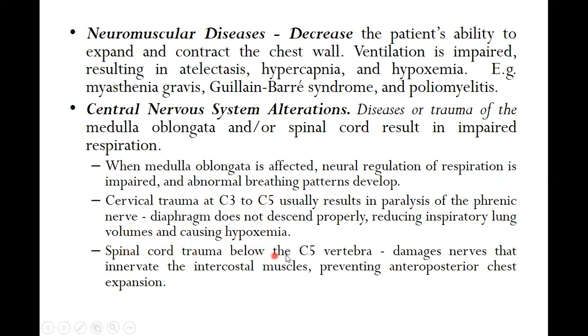Spinal cord trauma below the 5th cervical vertebra damages nerves that innervate the intercostal muscles. So if the nerves supplying the intercostal muscles are damaged, then there will be improper anterior posterior chest wall expansion, because the intercostal muscles are responsible for chest wall expansion. When they contract, they pull the ribs outwards and upwards so that air can go into the chest, into the lungs.